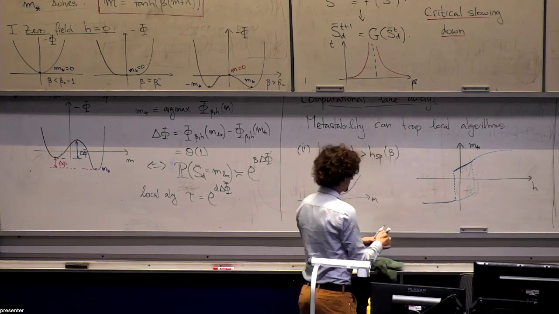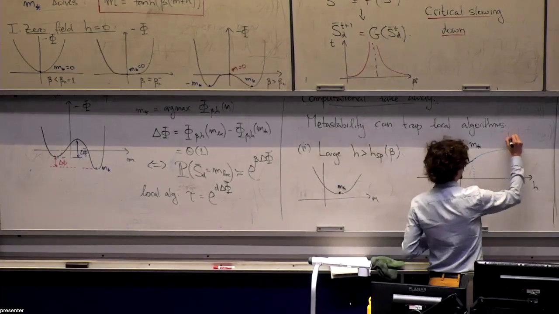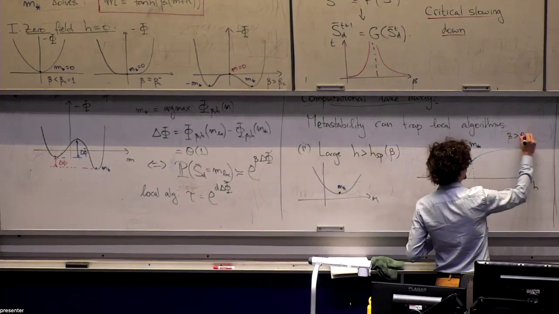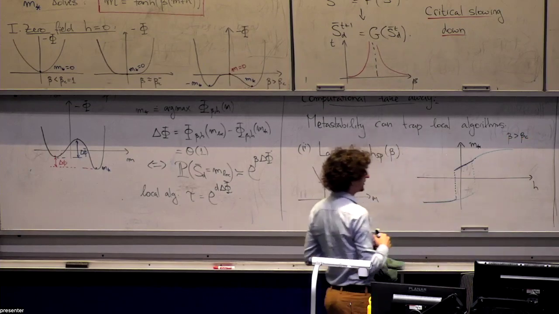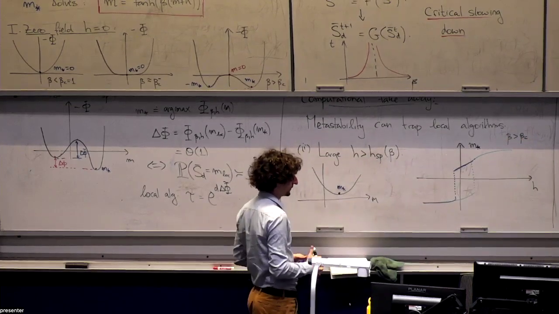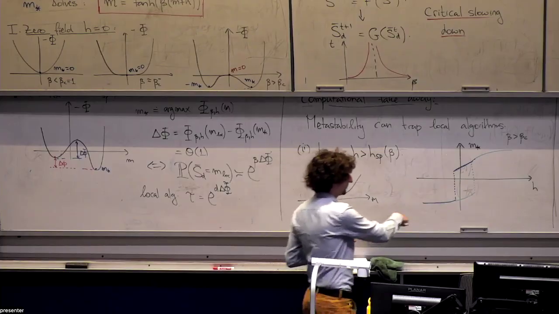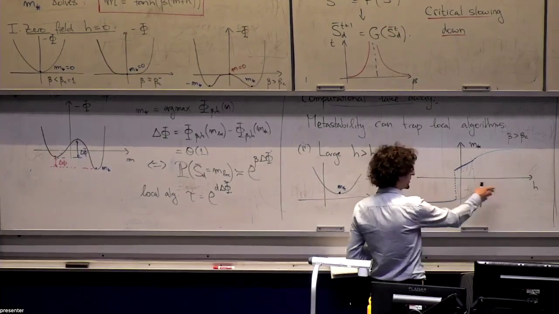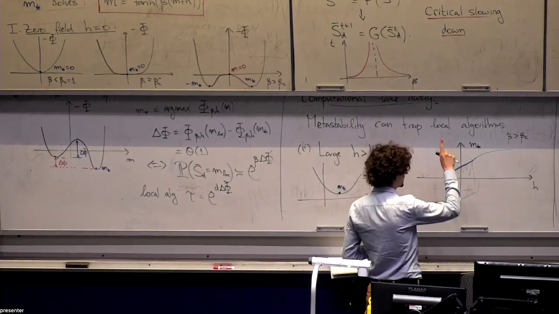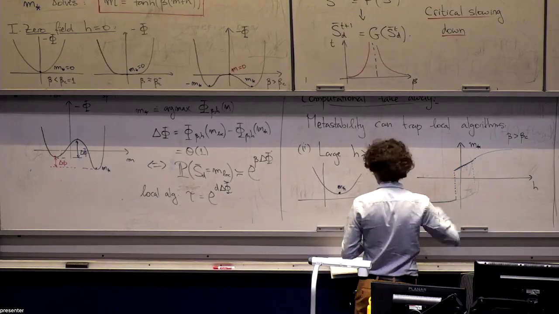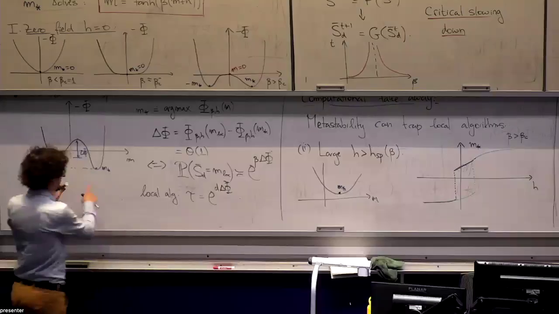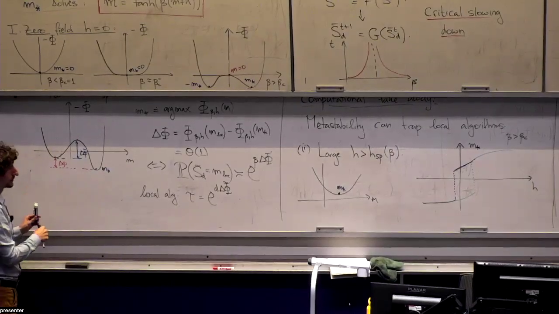So if you are below the critical temperature, so beta above beta C, that's the behavior of the magnetization as a function of h: there is a critical h, such that above this critical h, you just jump. And the reason is exactly because there are these two minima.